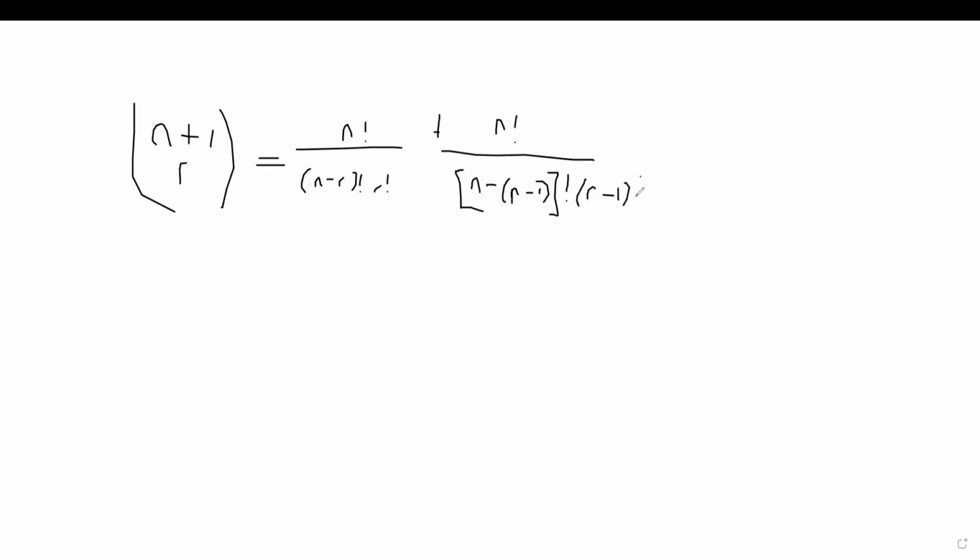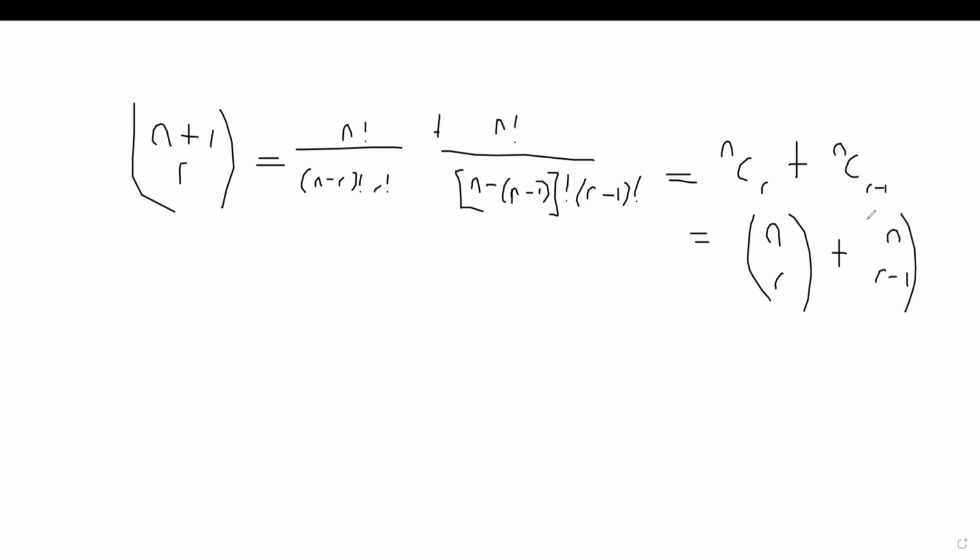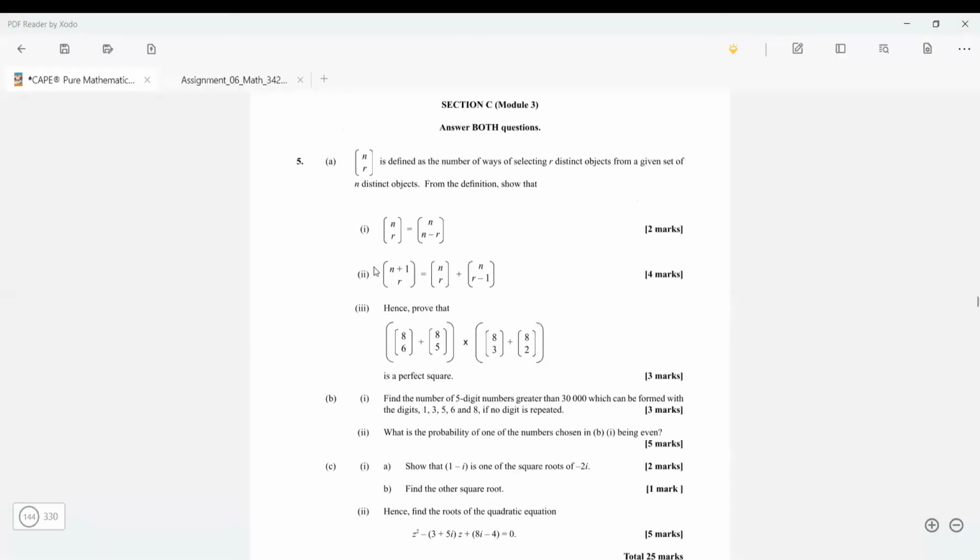And of course this is now equal to n choose r plus n choose r minus 1, which is equal to nCr plus nC(r minus 1). So that's how to do this question. That's how to do that one, and that takes care of part 2.